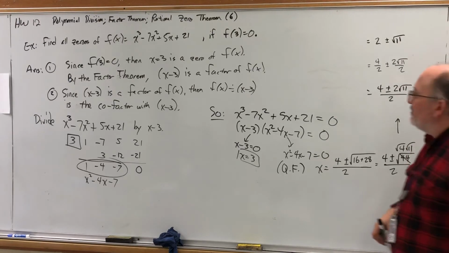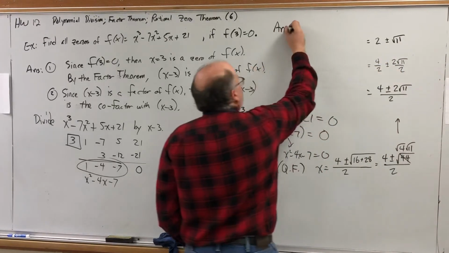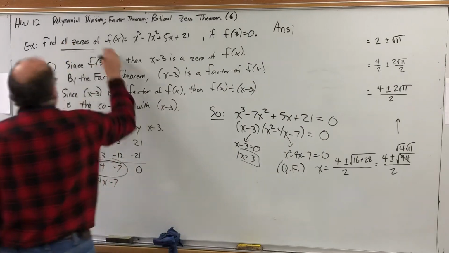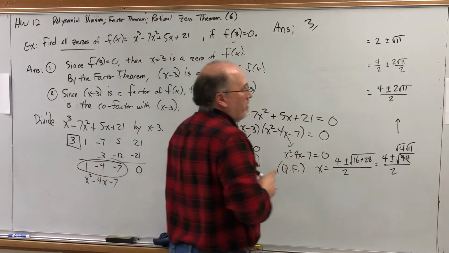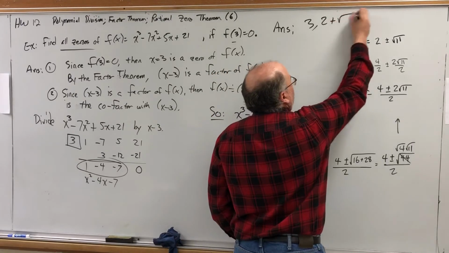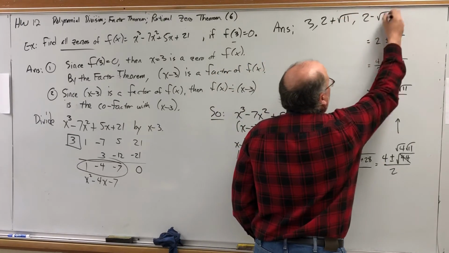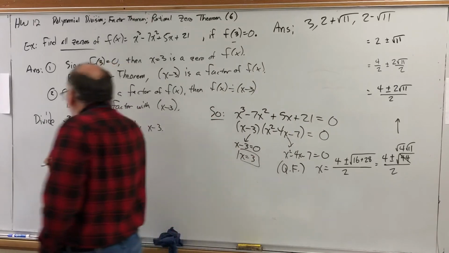So now I know the answer to my question. The question was find all zeros. Well, I was given one of them. So one zero is 3. One of them is 2 plus the square root of 11. And one of them is 2 minus the square root of 11.